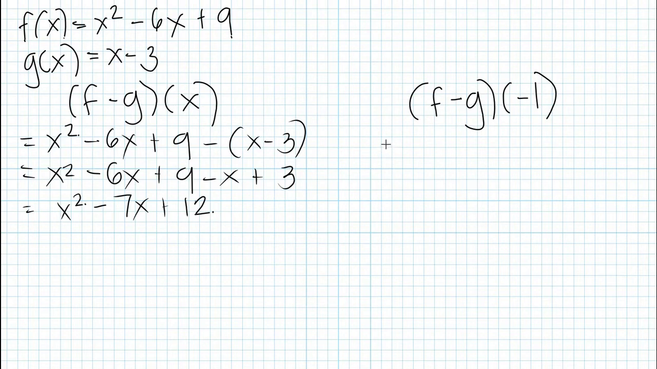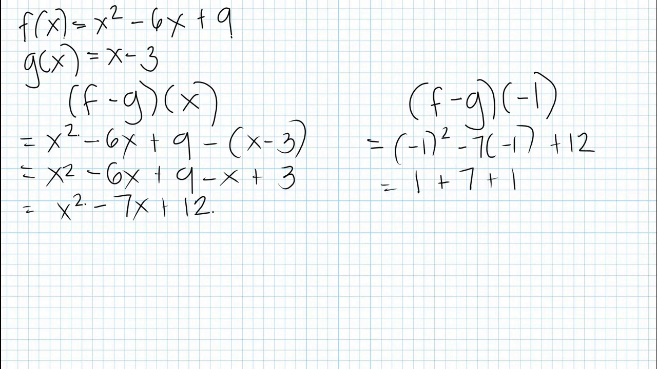Now we can use this to find the value of f minus g of negative 1. So that will be negative 1 squared minus 7 times negative 1 plus 12. If we simplify this, that's 1 plus 7 plus 12. So that's 20.